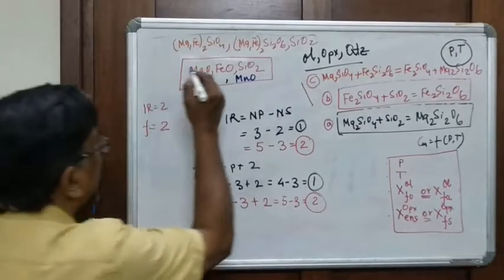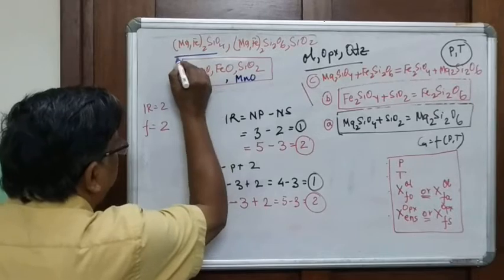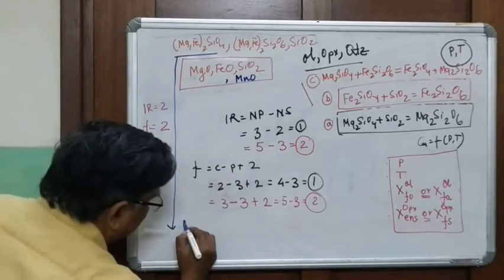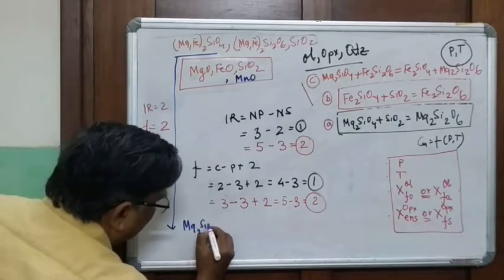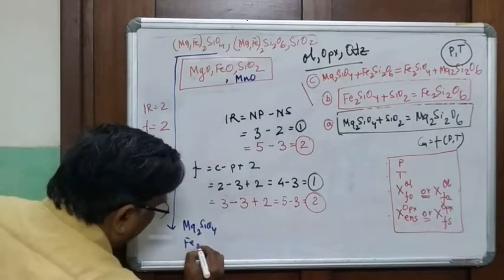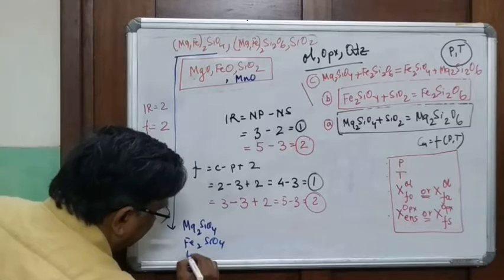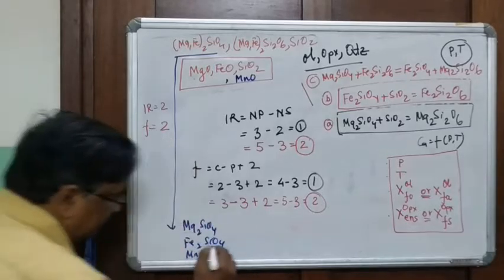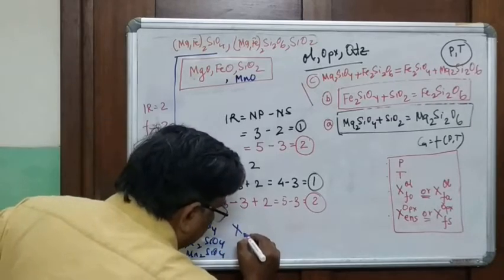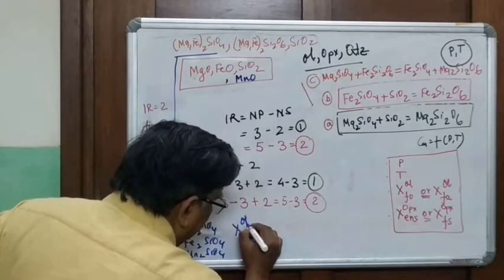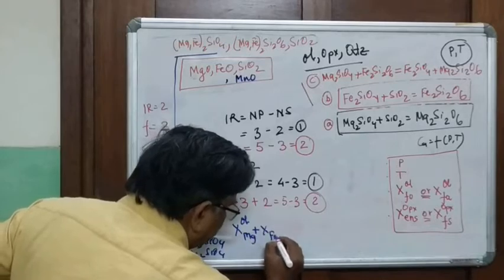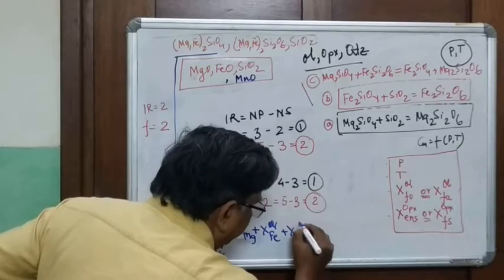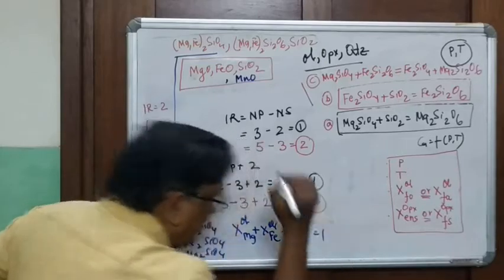Now you see here, for this one, I am keeping the blue pen mark here. So there are 3 components. Just a clue: Mg2SiO4, Fe2SiO4, Mn2SiO4. Right? So XMg olivine plus XFe olivine plus XMn olivine equal to 1.